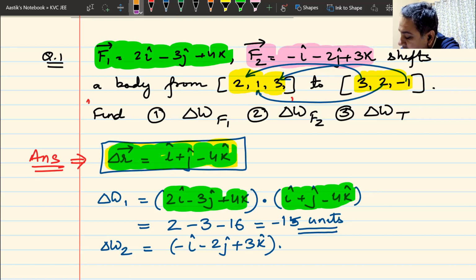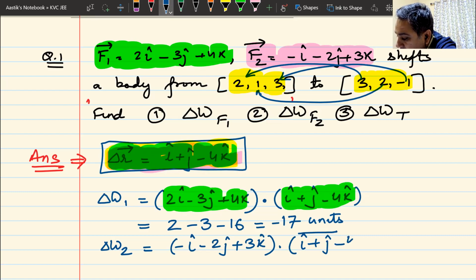Sorry, I made a mistake. So the answer will be minus 7. Is it correct now? Okay. Work done by the second force is minus i minus 2j plus 3k, and I have to dot it with this R. And R is i plus j minus 4k.